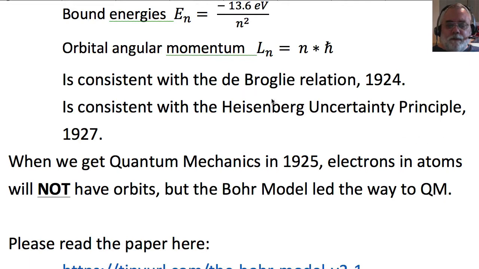Bohr's model was sufficiently successful that it showed that they needed a new physics beyond classical physics. They needed what will later become called quantum mechanics, and published in 1925. And then when we have real quantum mechanics, the solution for hydrogen will not have the electron in an orbit. However, Bohr's model led the way to there being quantum mechanics.